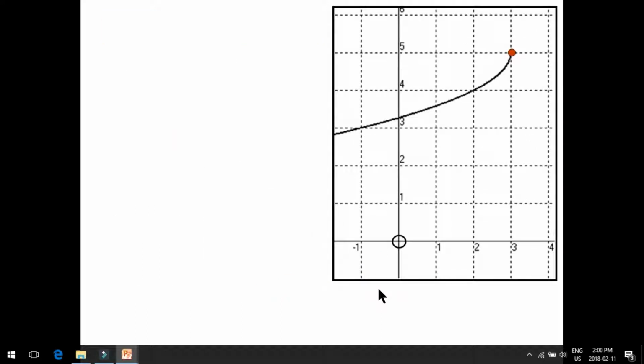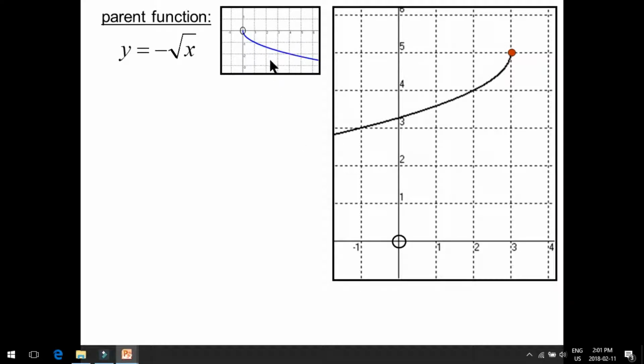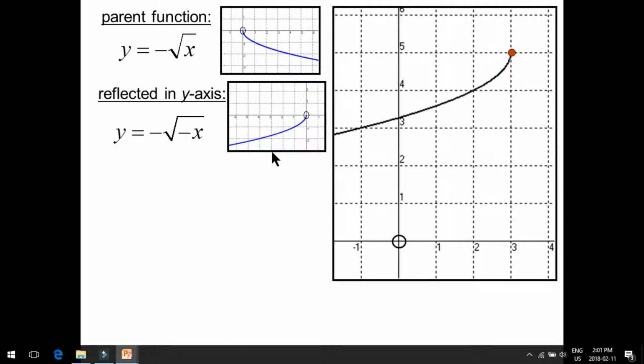Here we go again. Parent function, bottom half of a parabola. From our parent function knowledge, flip it across the y-axis, because this is the parent function. The bottom half of a parabola has to be flipped across that y-axis. So replace x with negative x. Now it at least is shaped right. Now it needs to be shifted to the right 3 and up 5.